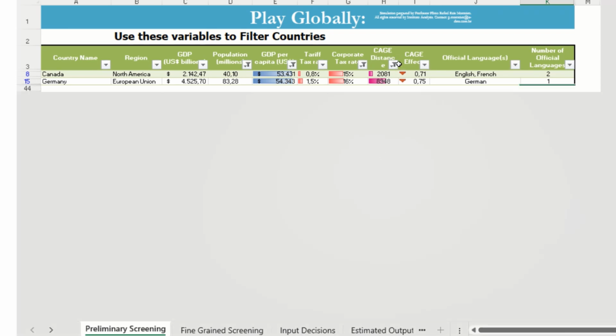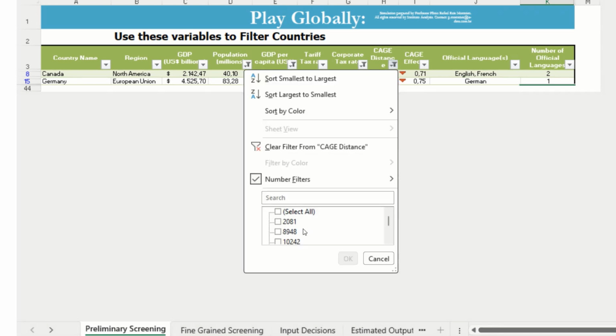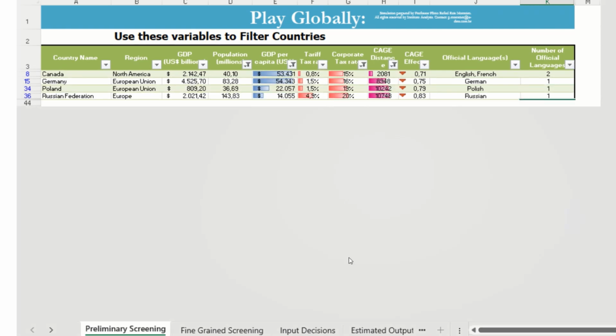Indeed, now I have only 2 countries left for my analysis. Let's say that I want to be a little bit more inclusive and add, for instance, countries with these 4 countries that are more similar here in terms of cultural distance. So with my analysis, now I just have 4 countries left: Canada, Germany, Poland, and Russian Federation. We'll do the next step based on this analysis.